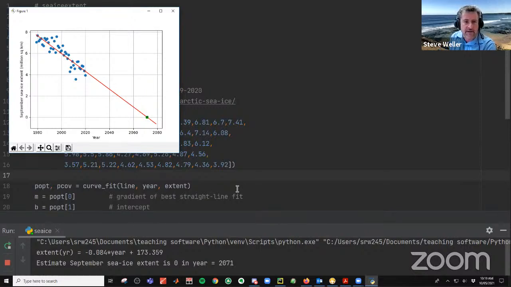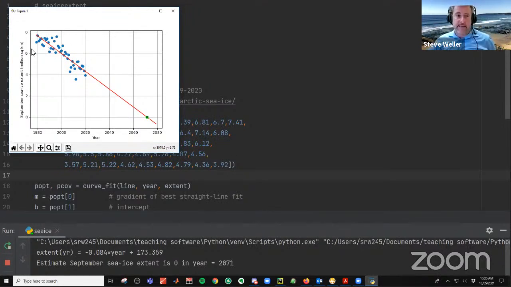And then the number minus B on M, where B is the offset, M is the gradient of the line of best fit, that gives us an estimate of when the September sea ice extent is going to be zero. In this case, it's in the year 2071. So I probably won't be alive. Many of you probably will be, and you'll wake up one September and there'll be no sea ice over the Arctic.